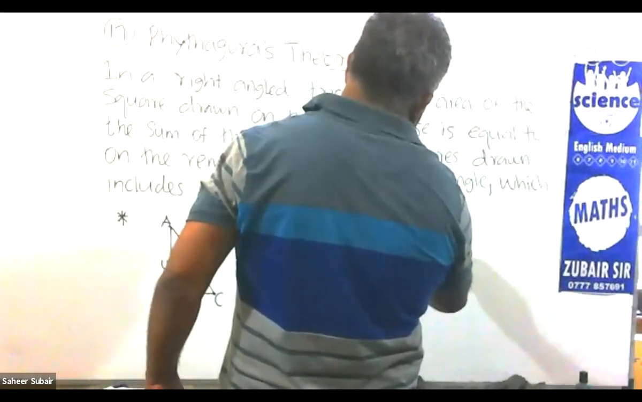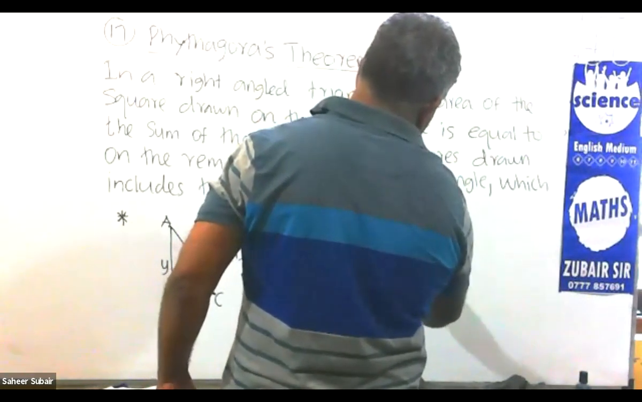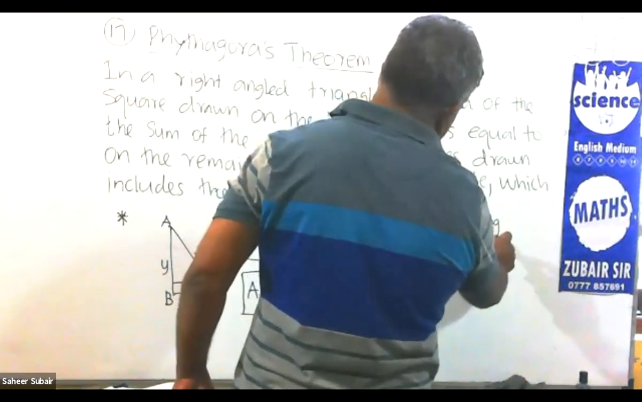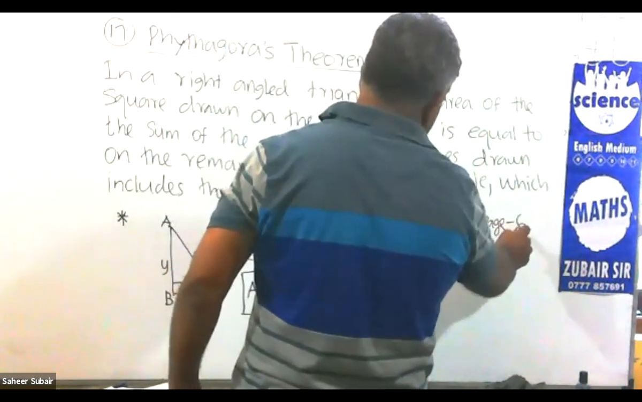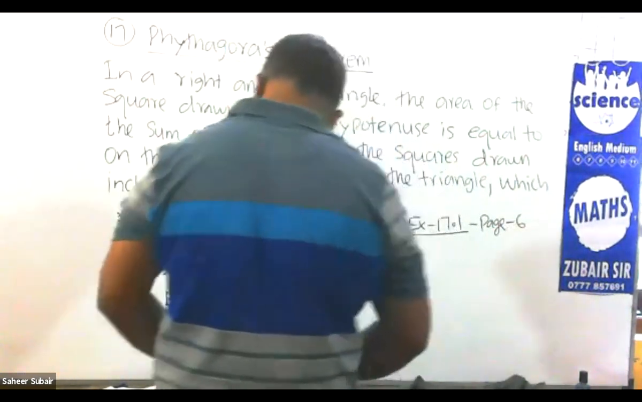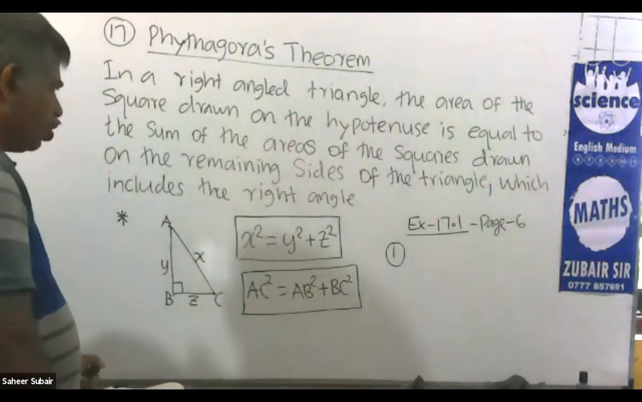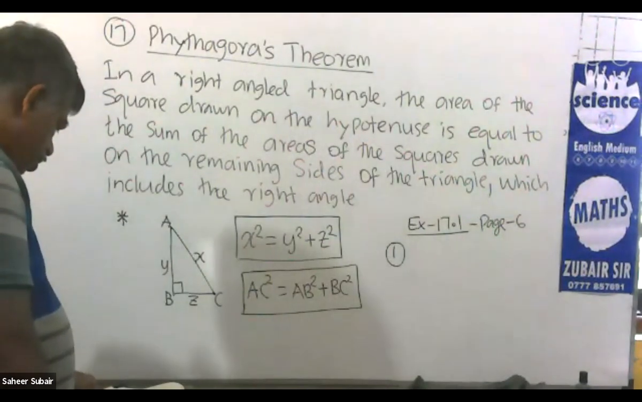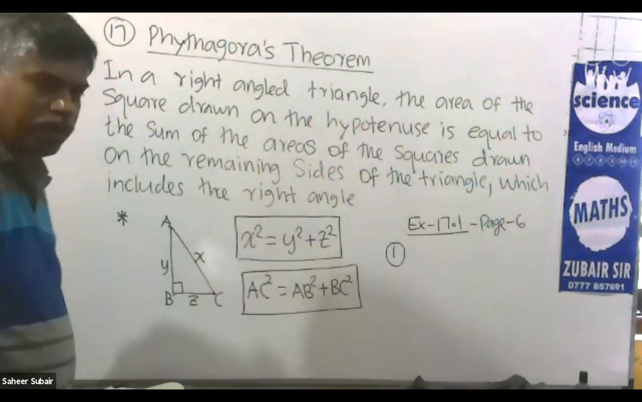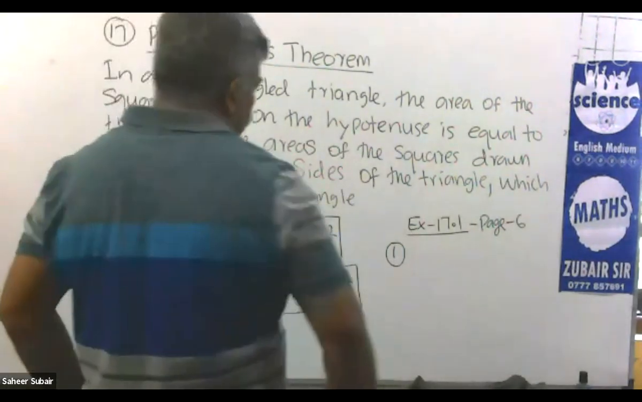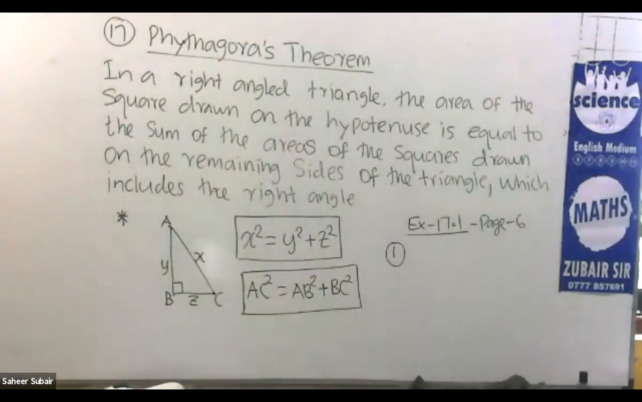Then take the exercise 17.1 in your textbook. Exercise 17.1, page number 6, question number 1. 17.1, page number 6, question number 1. Fill in the blanks using the information in the figure. Right? So use the given information and fill in the blanks.